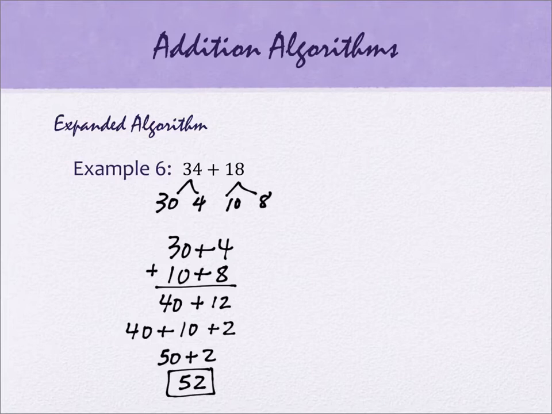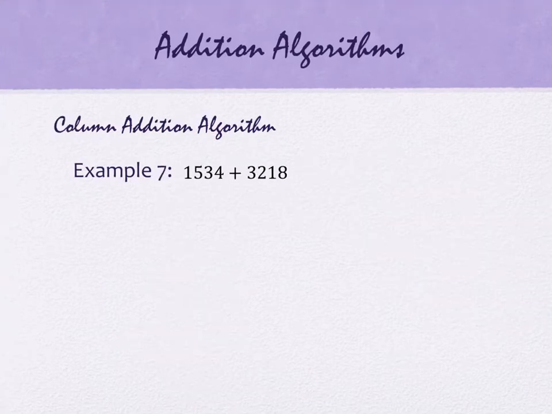Now, I mentioned that this was kind of like the concrete model, and you may not have thought about it as you did it, but we had 12 units, 12 little blocks, and we created 1 long and 2 blocks, right? That's the 10 and the 2. And then we joined the 4 longs and the 1 long to make my 5 longs. That's what we actually did in that picture form before.